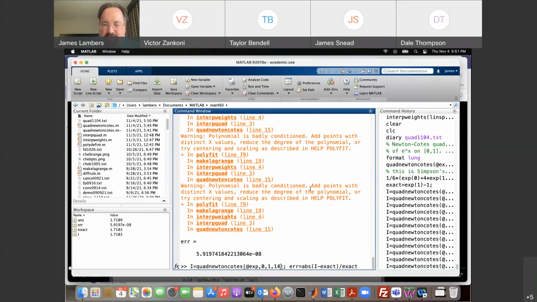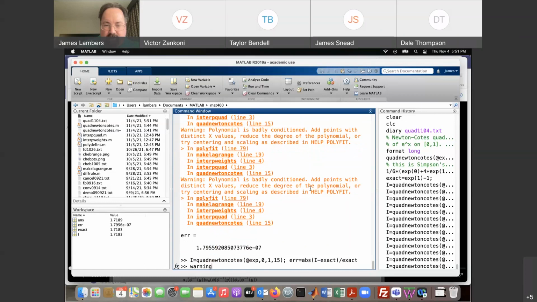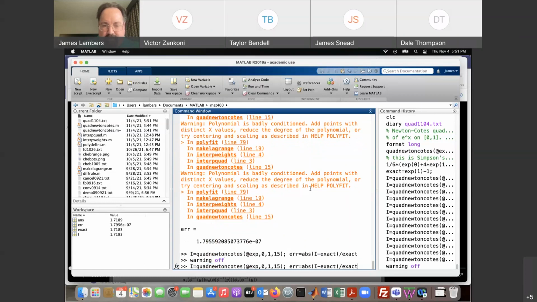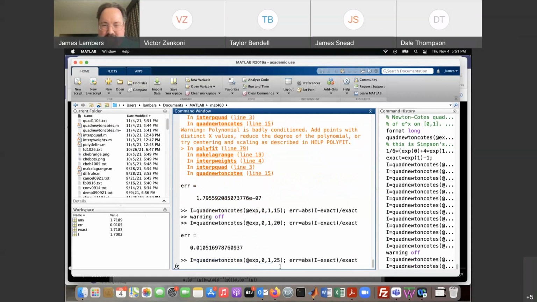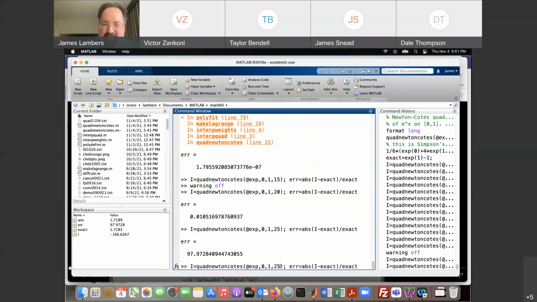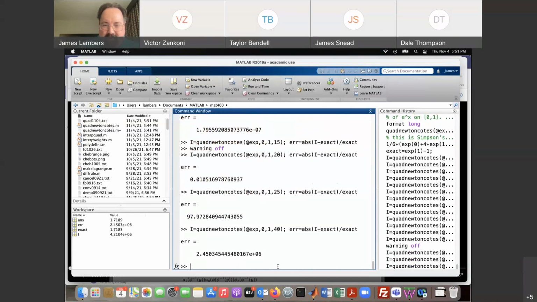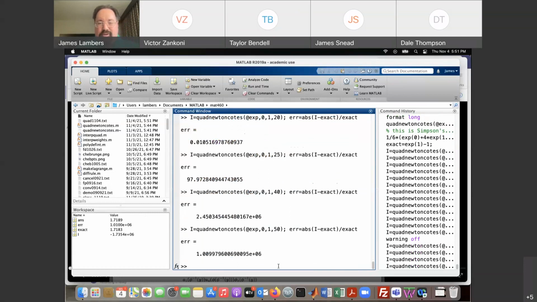And that's kind of jumping around a bit, and it's getting larger and larger. Those warnings are kind of annoying, so I'm going to turn them off. Okay. Let's just go up to 20 nodes. Oh, that's pretty bad. And if we keep going, things have very much gone awry. Yeah, so the approximations are actually diverging.